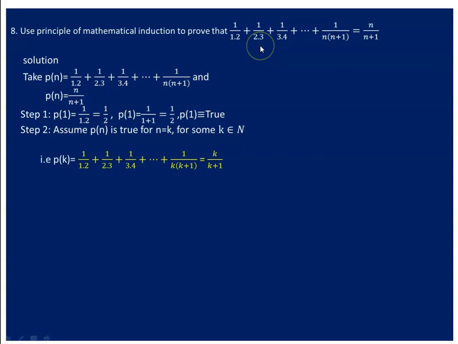For instance, if you consider the first three terms here, you believe me that it will be 3 over 4. That is to say, 1 over 2 plus 1 over 6, because 2 times 3 makes 6, plus 1 over 12 makes, students, 3 over 4. You can check, please. It holds true.